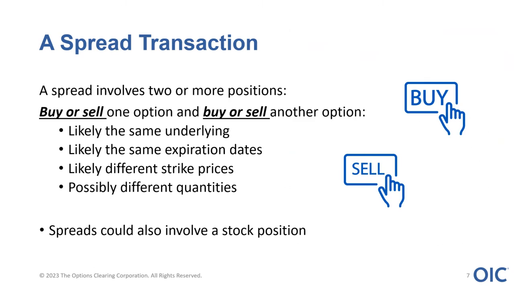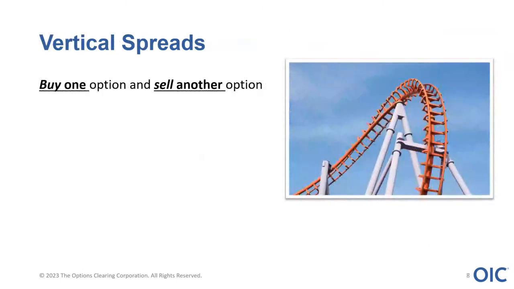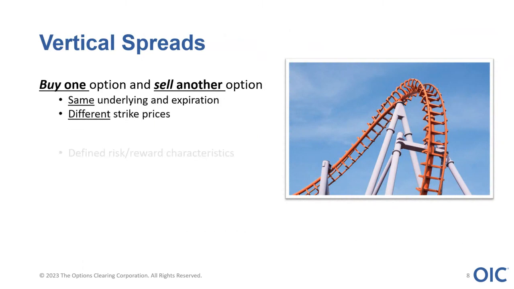Let's start at the bottom and work our way up. Let's talk about vertical spreads. You are buying one option and selling another option. That's basically the dynamic of a spread itself, but we're going to talk about verticals. They use the same underlying and expiration generally. They have different strike prices, and they have what we coin as defined risk and reward characteristics.